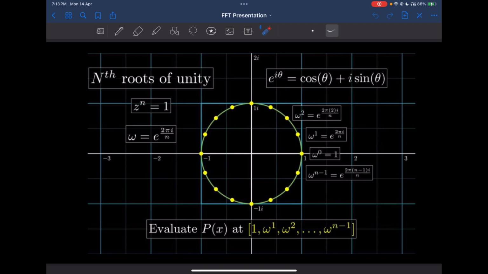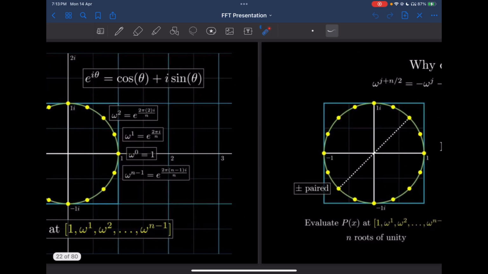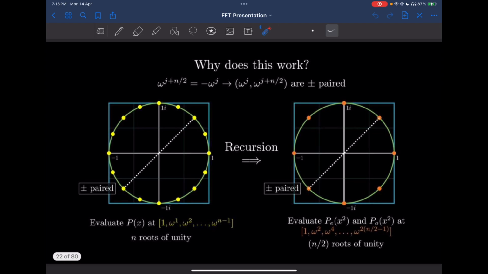And nth roots of unity are represented by this. The general notation is omega equal to e to the power 2 pi i by n. So we actually need to evaluate this polynomial at a total of nth roots of unity. So if the polynomial is of size n minus 1, we need to evaluate it at the nth roots of unity.